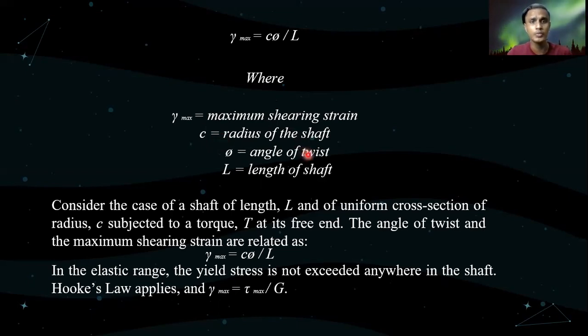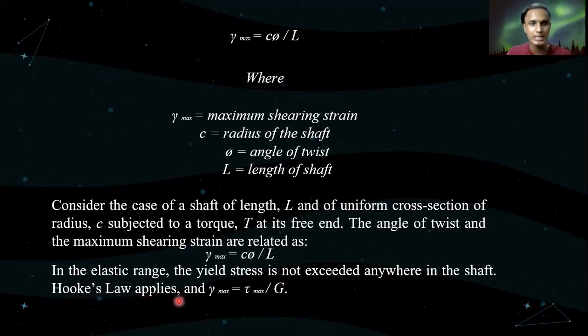theta is the angle of twist, and L is the length of the shaft. Consider the case of a shaft of length L and of uniform cross section of radius C subjected to a torque T at its free end. The angle of twist and the maximum shearing strain are related as gamma maximum is equal to C theta over L. In the elastic range, the yield stress is not exceeded anywhere in this shaft.